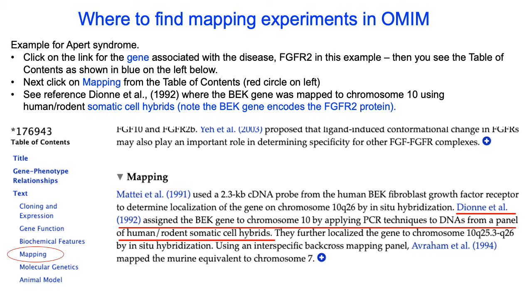Another thing to note is that not just for this particular example, but in others as well, you sometimes will see that the name of the gene and the protein don't match. Here they're calling it the BEK gene, B-E-K, and that does encode the FGFR2 protein. Okay, so sometimes that can be confusing, but if you run into any issues or you get stuck, please feel free to email as always, or check in during office hours or during our regular class times.